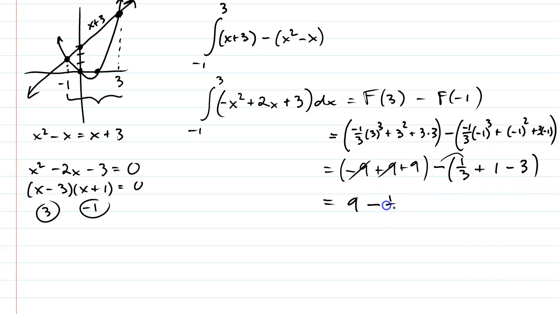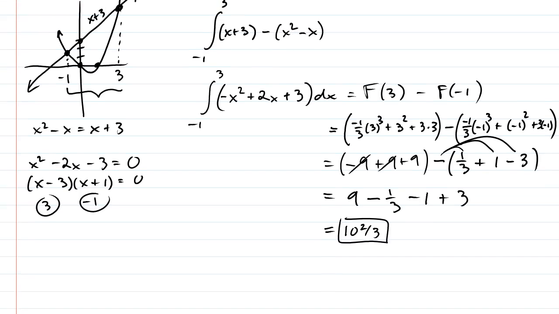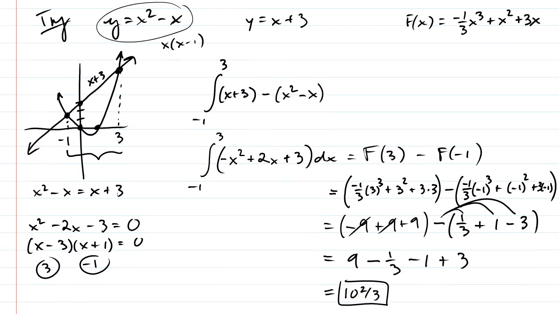This would be -1/3 minus 1 plus 3. So 9 minus 1 plus 3 would be 11. And then 11 take away 1/3 would be 10 2/3. Now you may be wondering, what's going on here? We're getting 10 2/3 a lot. Well, I'm trying to keep it a little simple in my explanations, and it turns out with the parabolas, a lot of times, especially if the width is 4, you're going to see about that much as your area. But don't expect that every time.